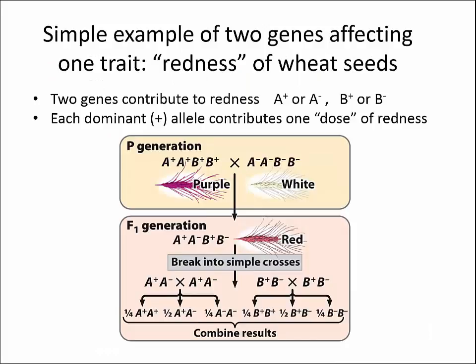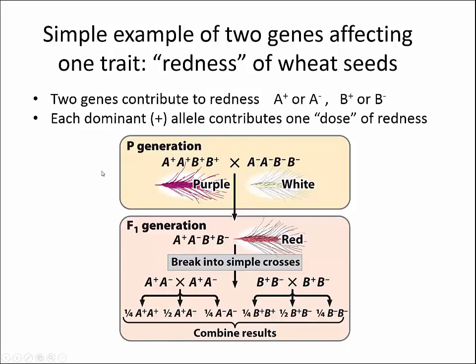So I'd like to start off by talking about a very simple example of polygenes or quantitative traits. This is looking at wheat seeds, and it's looking at how red the seed is. For this trait, it turns out that there are two genes that contribute to how red that seed is. Each dominant allele contributes one dose of redness, and each recessive or mutant allele does not contribute a dose of redness. So you can have individuals with 4 doses of redness, which makes very dark red or purple wheat seeds, or you can have no doses of redness at all.